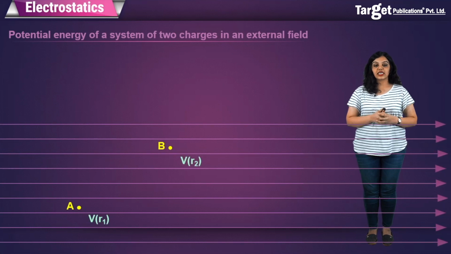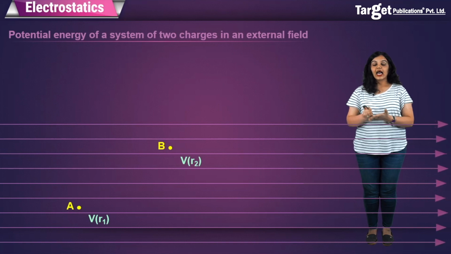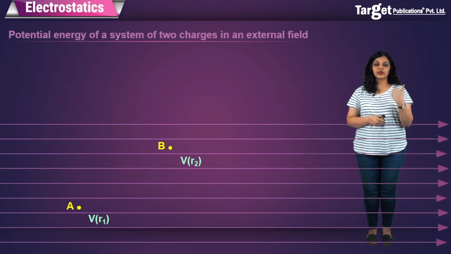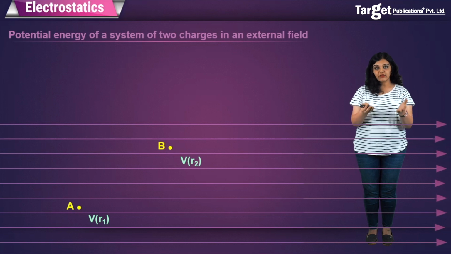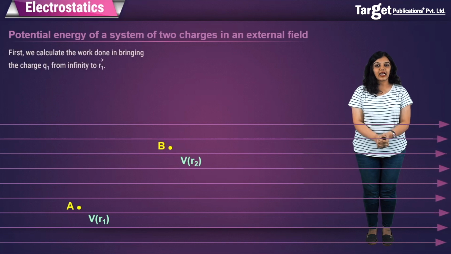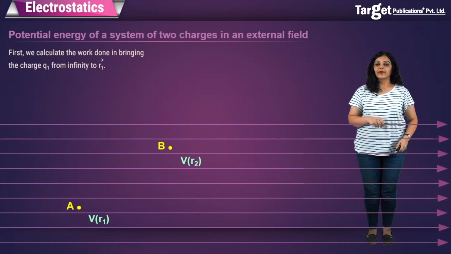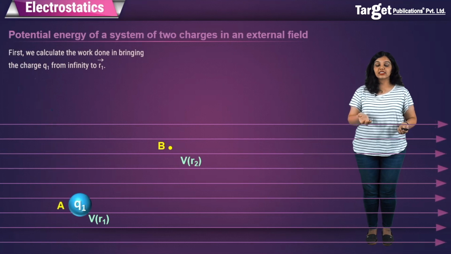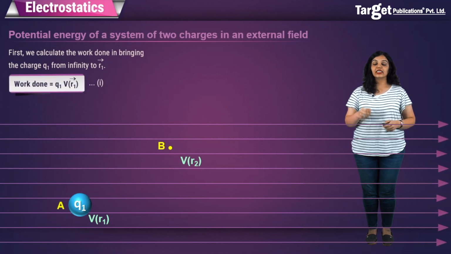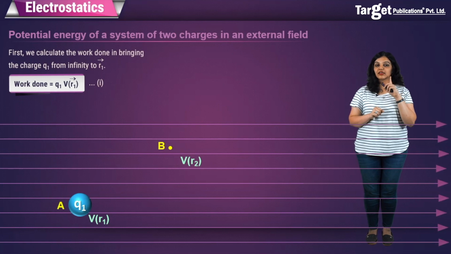So now I'm going to say that because of this external field, there was already some potential present at the points A and B, and these potentials which were already present are V(R1) and V(R2), where R1 and R2 are the position vectors of these points with respect to some convenient origin. So there's already a potential present at these points, and now I will calculate the work done in bringing the charge Q1 first from infinity to the first point A. And when I do that, it will not be 0 this time because a potential was already present at that point, and therefore the work done will be Q1 times V(R1) because V(R1) was already present. So this is the work done in bringing the first charge.